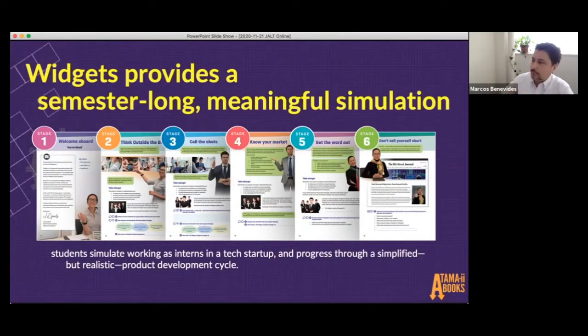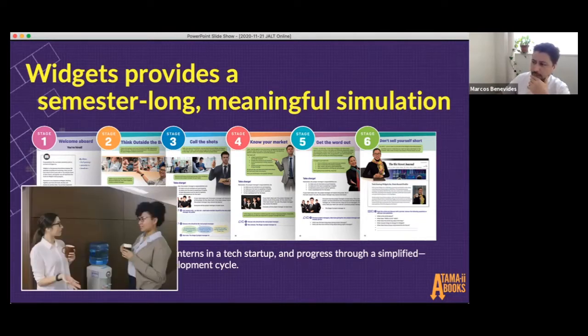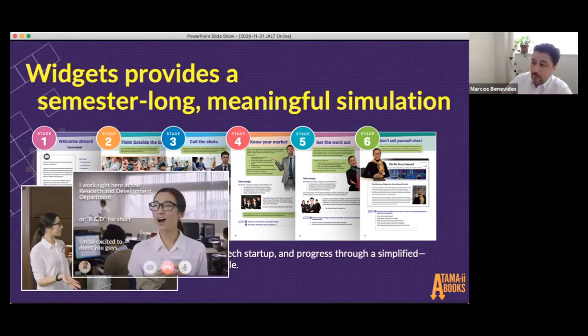So in terms of it providing a semester-long meaningful simulation, what this means basically is that students simulate working as interns in a tech startup company. And they progress through a simplified but still realistic product development cycle. They do a variety of tasks, some of them very simple, like water cooler chat, and very open as well, and others a little bit more focused, like, for example, watching a video call from one of the bosses of the company.